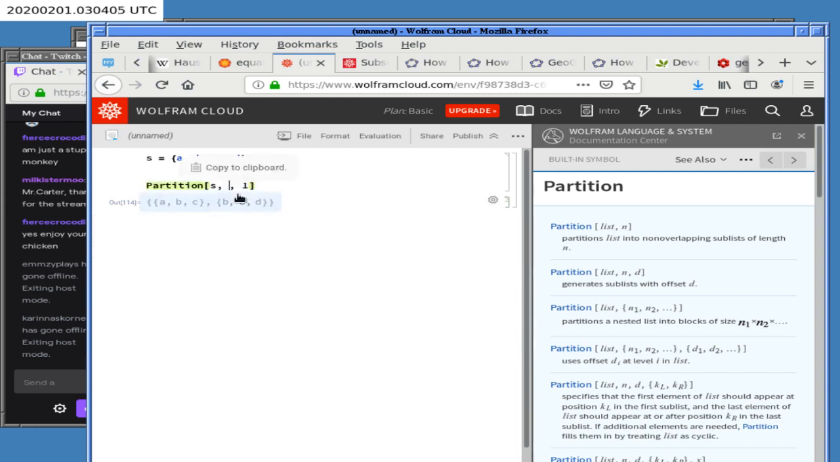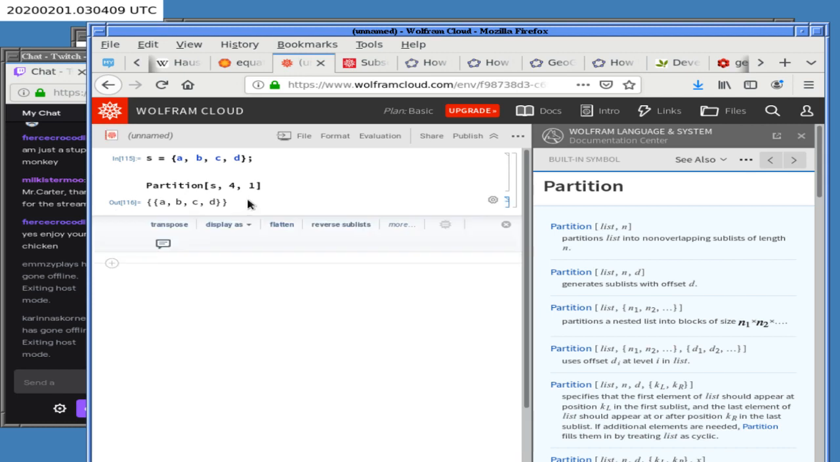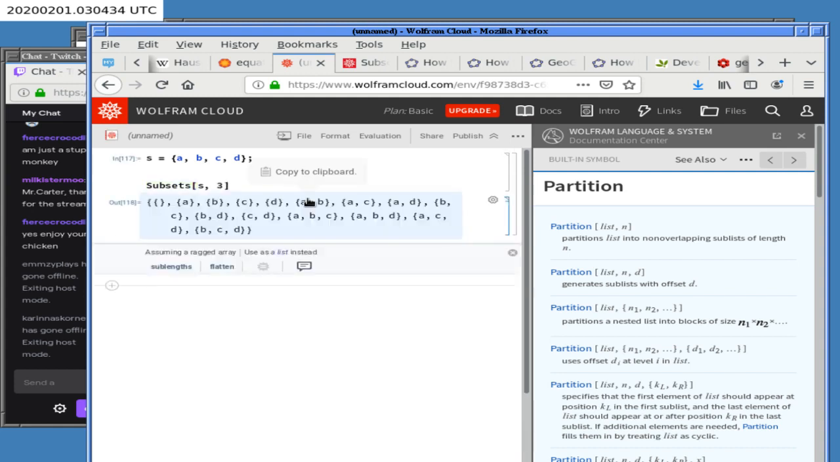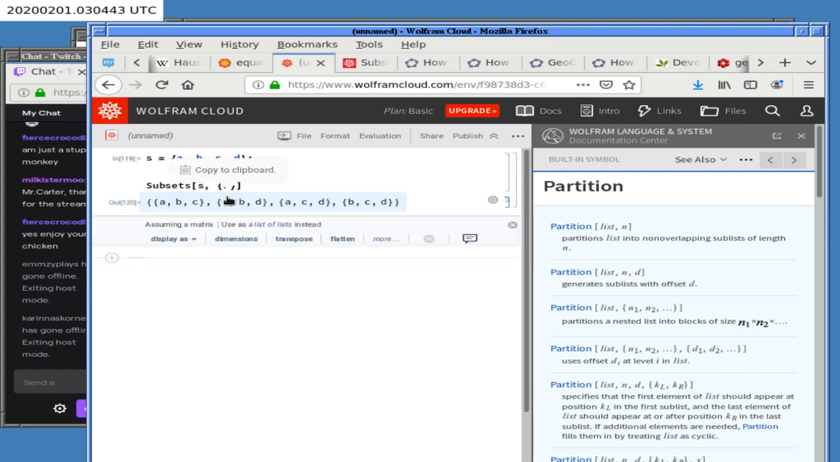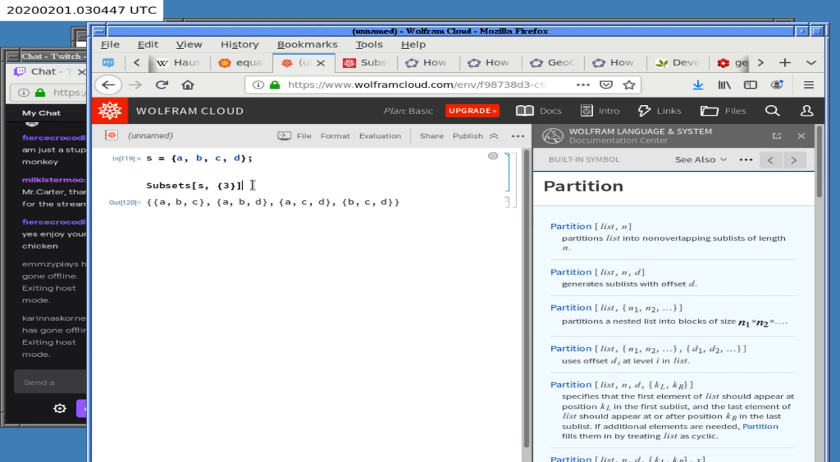So 4-1 says show me partitions of length 4, which is probably not very exciting because there's only one of them. So I guess we could say show me all subsets of length 3, and we know what those are. Subsets of exactly length 3. And then for each of these, show me the missing element, sort of the set difference. But I'm not sure if I want to really do that. I think we can get away with just using partition. Let's see if we can.